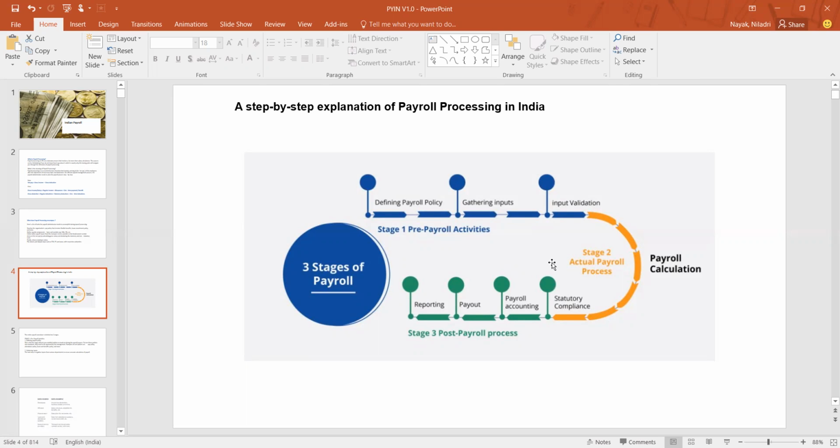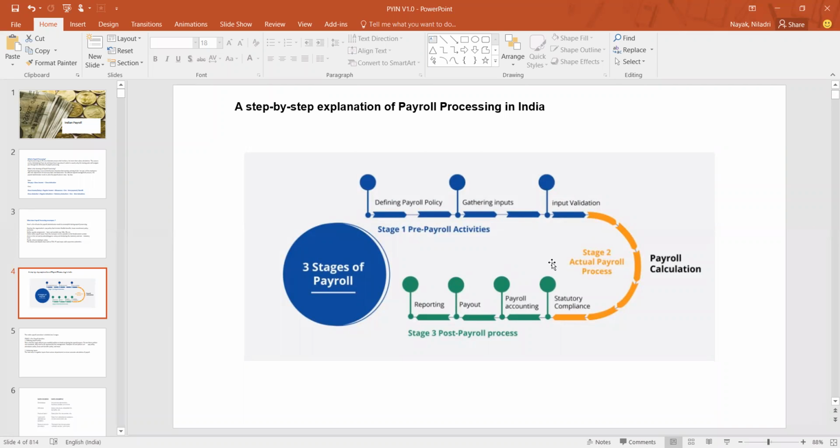So there are typical two stages: simulation and actual payroll run. If there is any error, you have to troubleshoot those errors during your simulation run. In this way you can proceed, and after that you will proceed with your actual payroll run. Once it is done, you will proceed to your other stuff, that is stage 3, which is your post-payroll process.